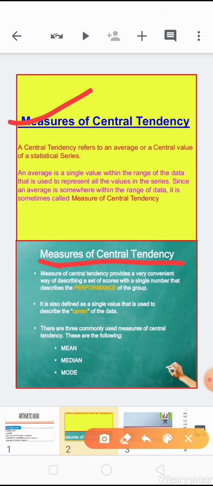Children, a measure of central tendency basically provides a very convenient way of describing a set of scores with a single number that is used to describe the performance of the group. It is also defined as a single value that is used to describe the center of the data. There are three commonly used measures of central tendency, which are as follows: mean, median, and mode.